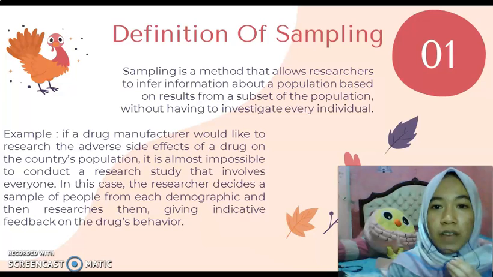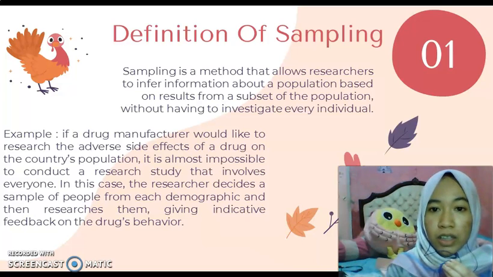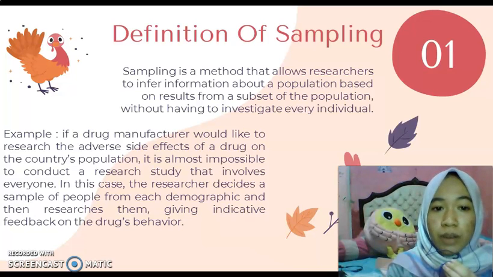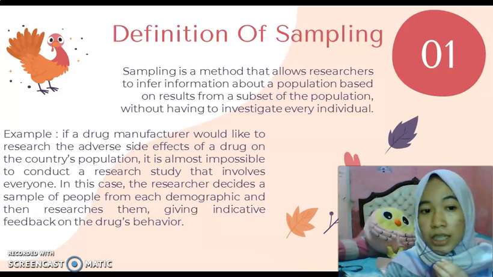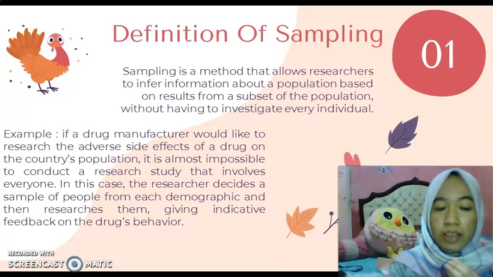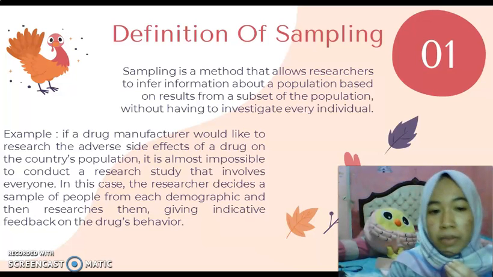First, definition of sampling. Sampling is a method that allows researchers to infer information about a population based on results from a subset of the population, without having to investigate every individual. Example, if a drug manufacturer would like to research the adverse side effect of a drug on the country's population, it is almost impossible to conduct a research study that involves everyone. In this case, the researcher decides a sample of people from each demographic and then gets their feedback on the drug's behavior.